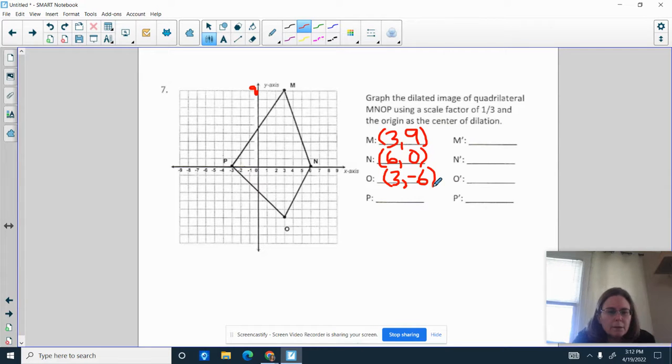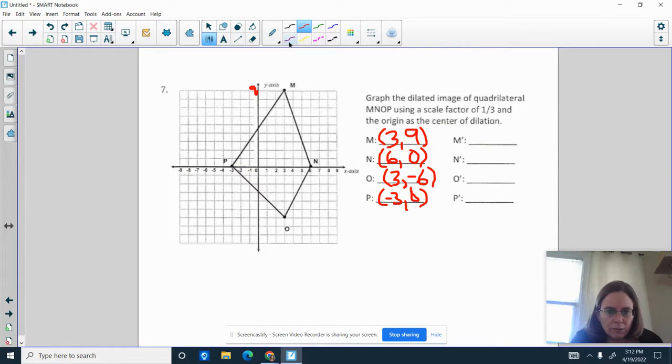Point P is negative 3, 0. Okay, now I have my original points, my pre-image points. Now graph the dilated image of quadrilateral MNOP using a scale factor of 1/3 and the origin as the center of dilation. So this shape is going to get 1/3 the size of the original shape here.